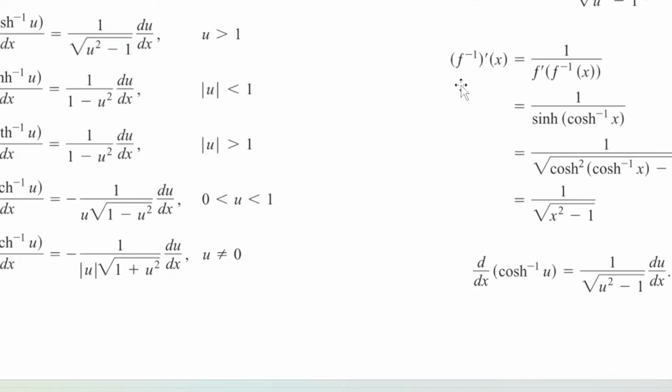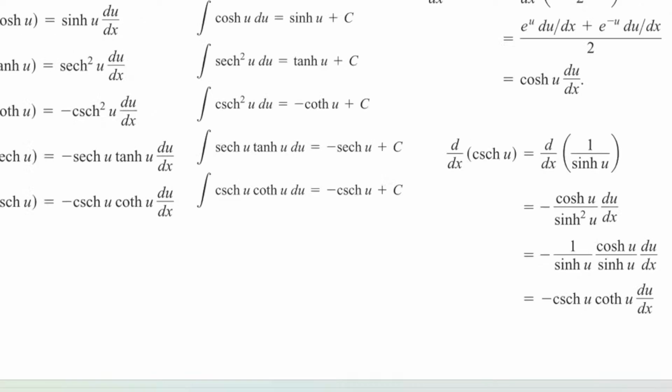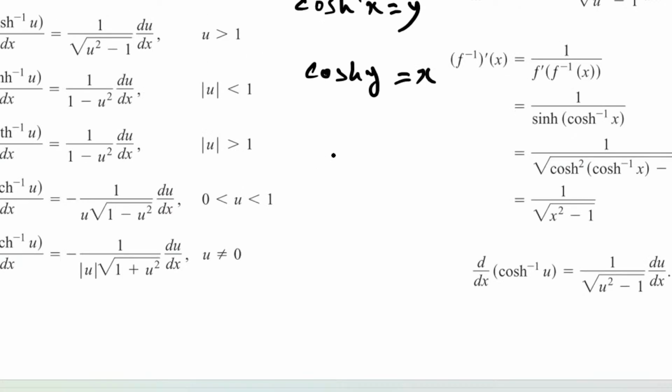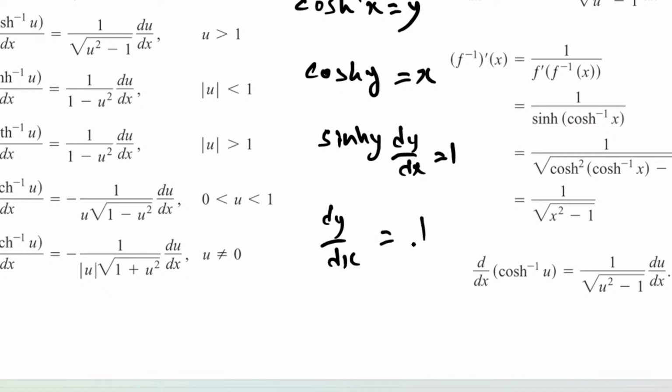Cos h inverse. What do we do? Cos h inverse x equals y. That means cos h y equals x. Now we differentiate this on both sides. What is the derivative of cos h y? It's e raised to y plus e raised to minus y by 2. The derivative of cos h y is sin h y. If you differentiate on both sides, sin h y dy by dx equals 1. So dy by dx equals 1 by sin h y.